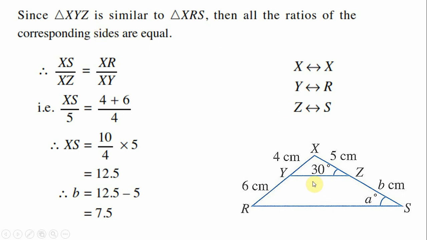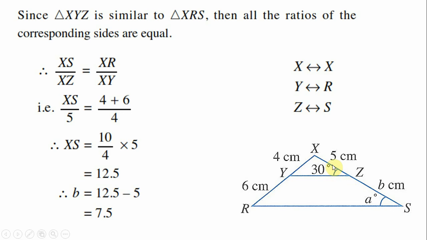Since these two triangles are similar, the ratios of all the corresponding sides are equal. To solve the equation and find the unknown value, we take these two ratios because in this example only these sides are involved. Substitute all the values. XR is equal to 4 plus 6, XY is 4, XZ is 5 and XS we have to find. Solve the equation. The value of XS is 12.5.